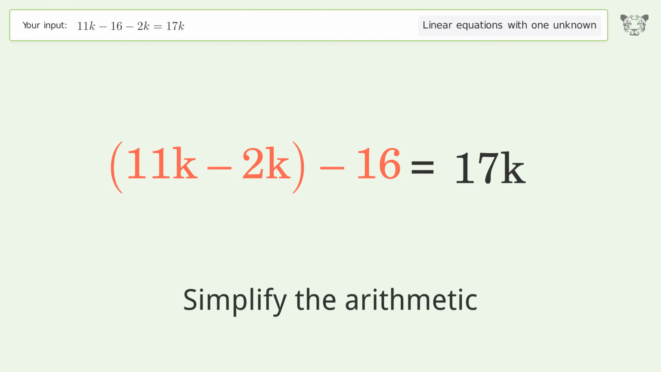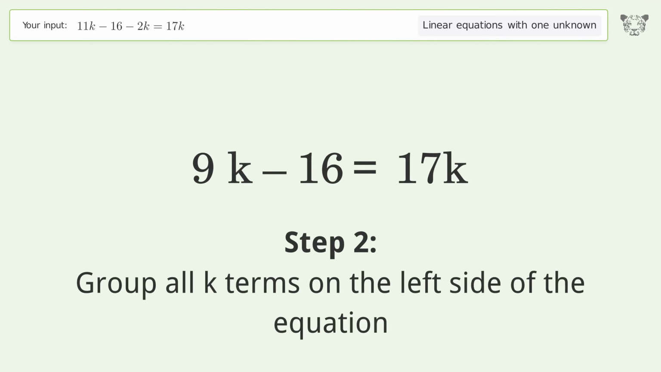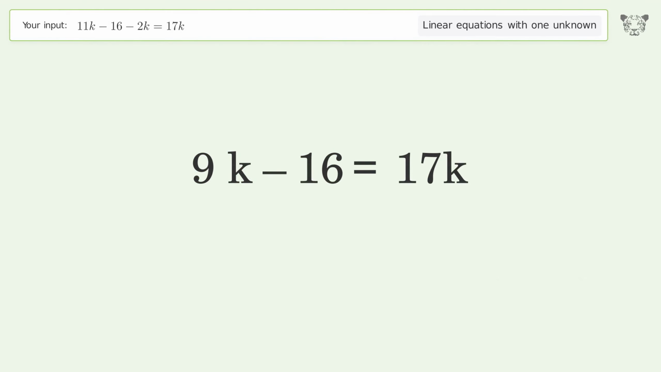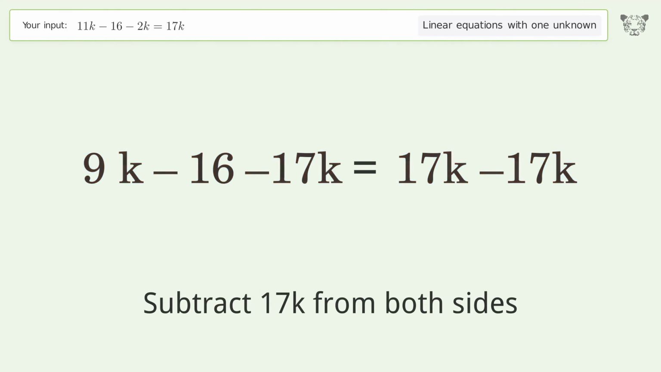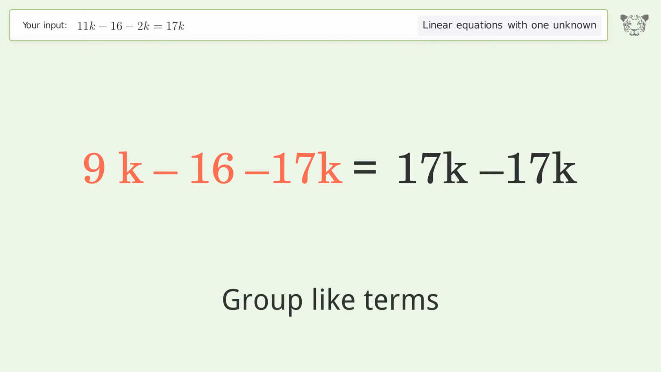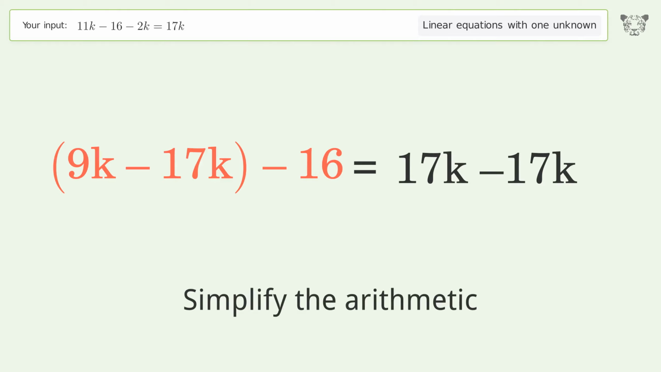Simplify the arithmetic. Group all k terms on the left side of the equation. Subtract 17k from both sides. Group like terms. Simplify the arithmetic.